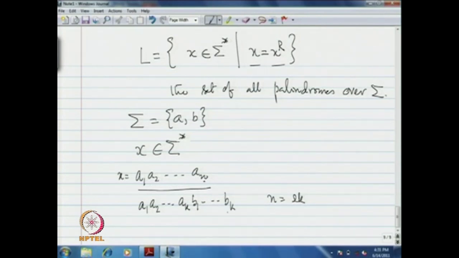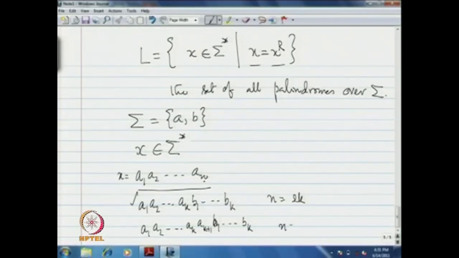And if it is of odd length, I may write it as a 1, a 2, a k plus 1, and then let me write say b 1, b 2, b k. Let us write like this. This is an even length string, this is an odd length string. Here n is of the form 2k plus 1, this is the length.